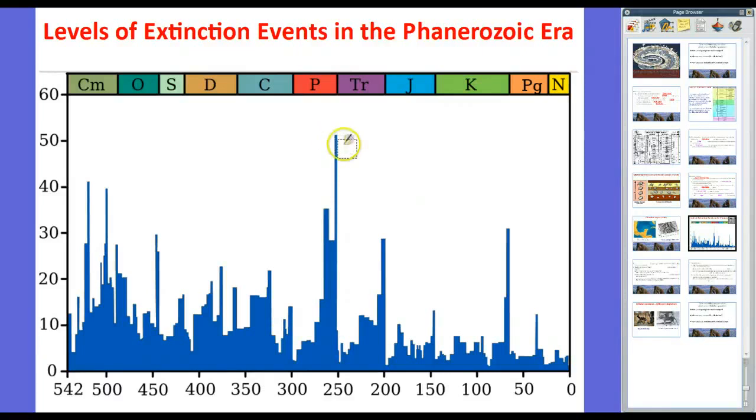And as you can see right here, about 65 million years ago is the end of the Cretaceous period, which is the end of the Mesozoic era and the beginning of the Paleogene era. Okay, I'm sorry, the Paleogene period. So there you go. Those are the levels of extinction events going on throughout time.